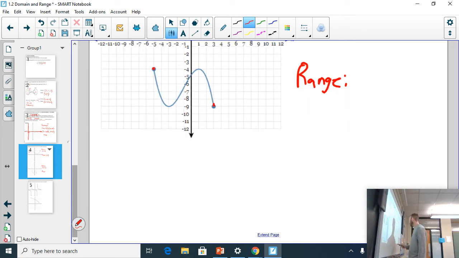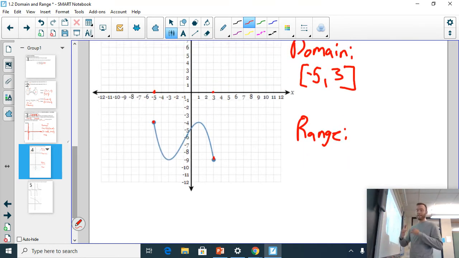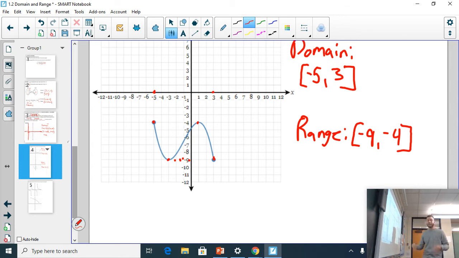And now, one last time for the range. Now we're looking at high and low. We're looking at the y. So what's the lowest point? The lowest point looks like it's here and here. They look like they're the same at -9, and that one's included. So brackets -9. And then what's the highest point? Looks like it's here and here, and that is at -4, and that's included. And that one's a little tricky, right? Because we have negatives, but -4 is bigger than -9, right? It's higher up. So that is correct.